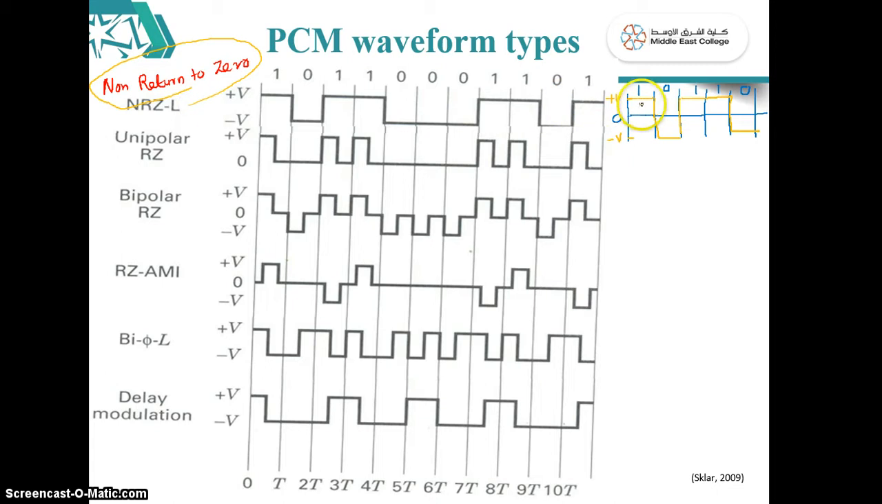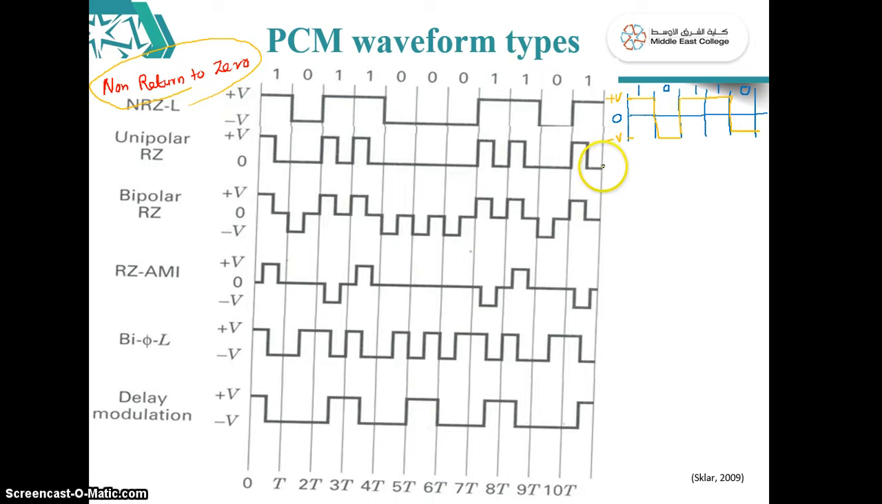If in between it came back to 0, it would not be non-return to 0. Till the end of the interval, it does not come back to 0. That is called non-return to 0. So a 1 is represented by plus V and a 0 by minus V, so it is bipolar also. It is bipolar non-return to 0.